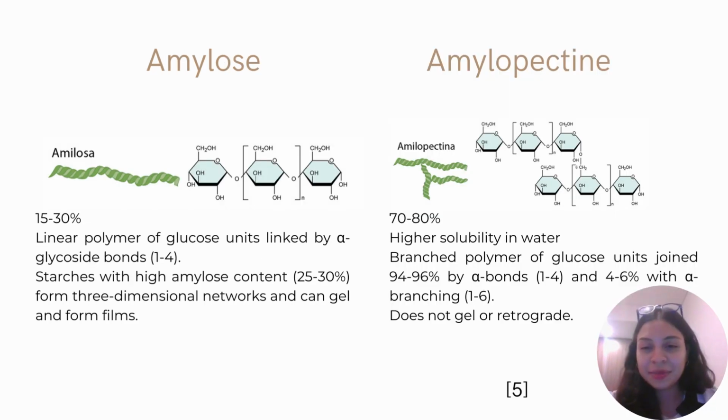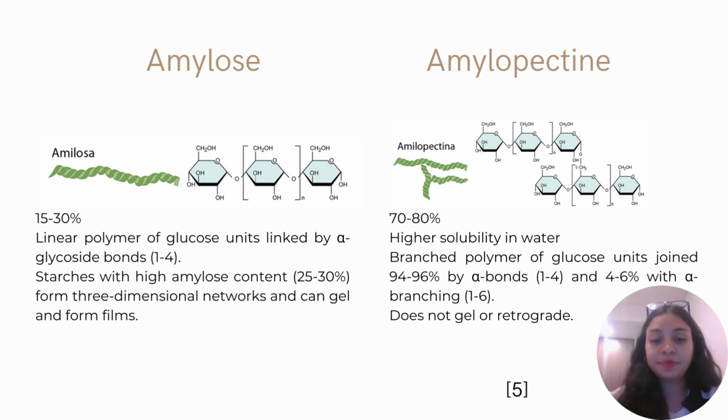Here we can find some differences between amylose and amylopectin. The first one is its structure. Amylose is a linear polymer of glucose, and amylopectin is a branched polymer. Amylose makes up from 15 up to 30% of the starch, and amylopectin makes up from 70 to 80% of the starch.